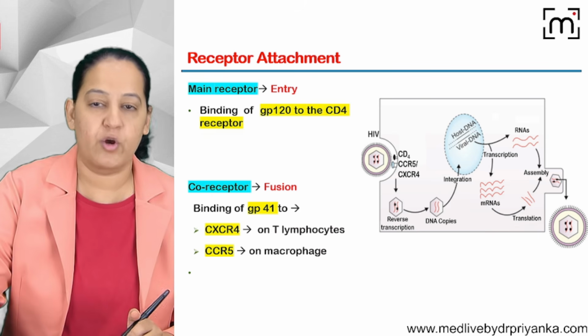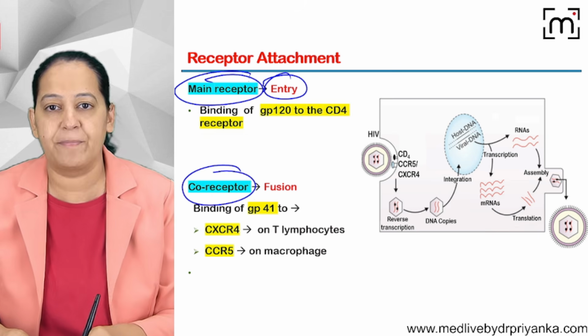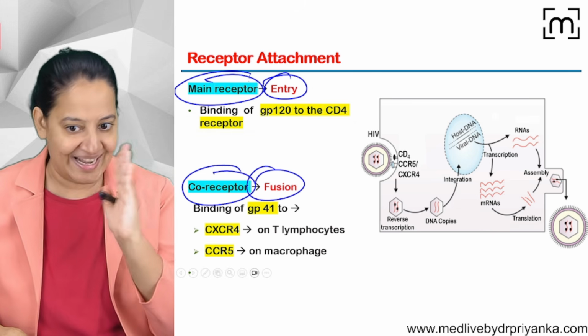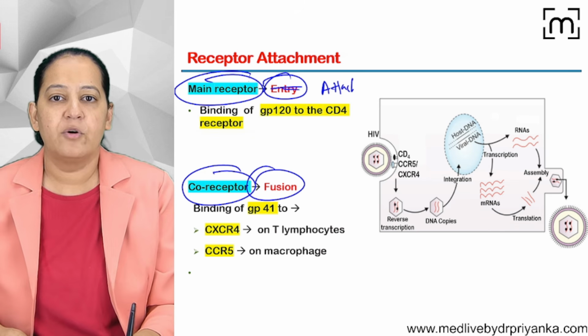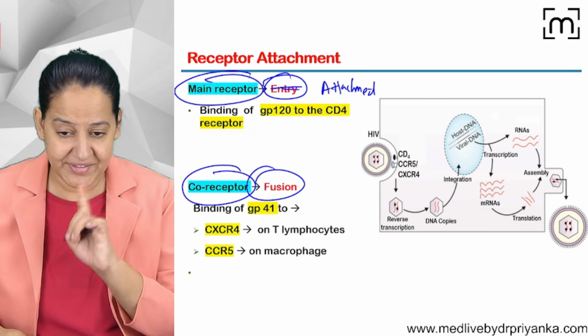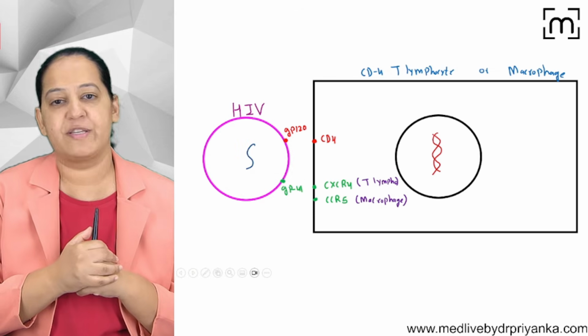Now 2 things are required. One is the main receptor, which is required for entry, and one is the co-receptor, required for fusion. First attachment. Entry means attachment. You can write down, it's attachment. So the main receptor is required for attachment and the co-receptor is required for fusion. I will let you know what the main receptor is and what the co-receptor is.